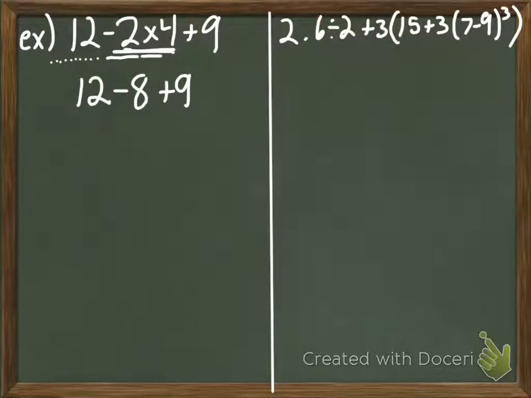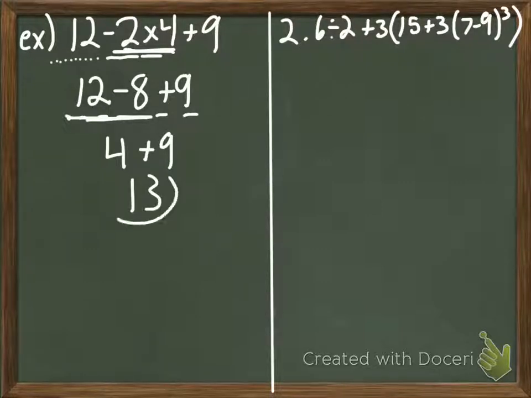So there's no more multiplication or division, so we're just going to do our addition subtraction. So we have 12 minus 8. 12 minus 8 is 4. Drop down our +9. 4 plus 9 is 13. So 13 is our answer that we're looking for.